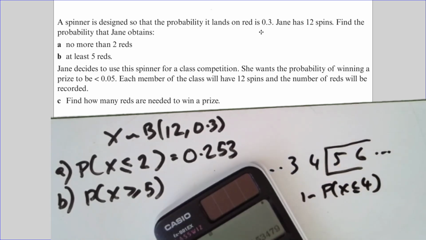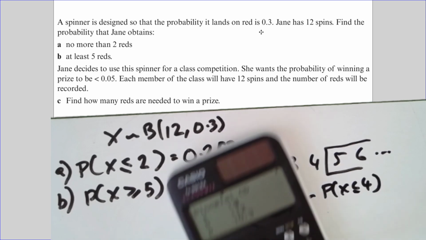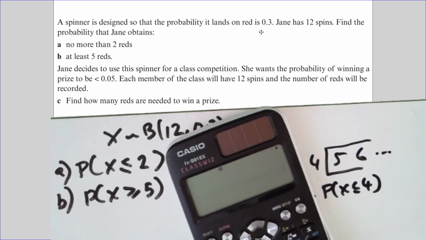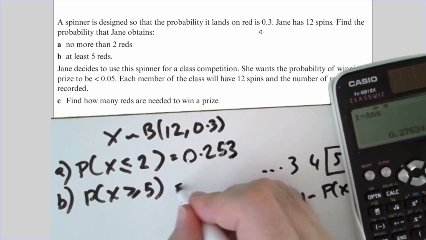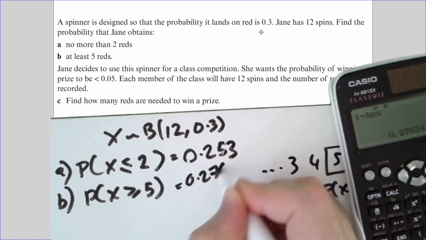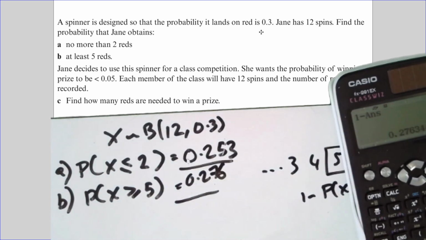So on my calculator I'm going to look up 4. I'm going to put in 4, press equals again. So we want to do 1 minus this. So I'm going to go menu, 1 minus ans, and we get our 0.276. Two answers, 3 significant figures for our stats answers.